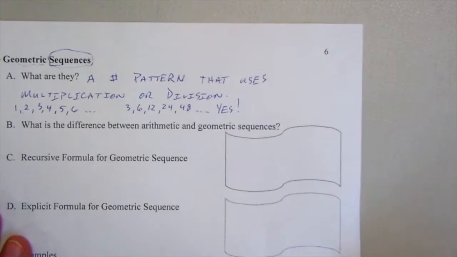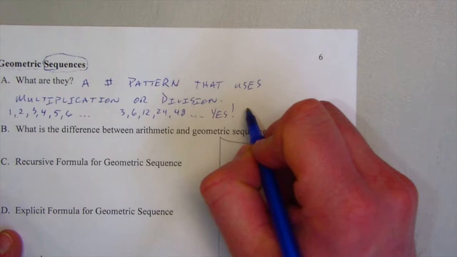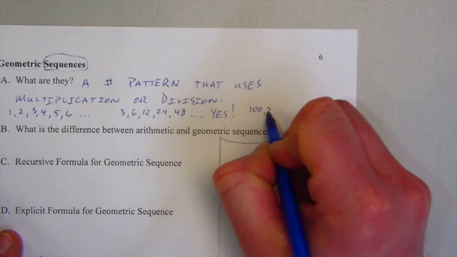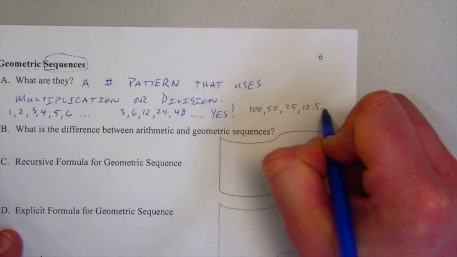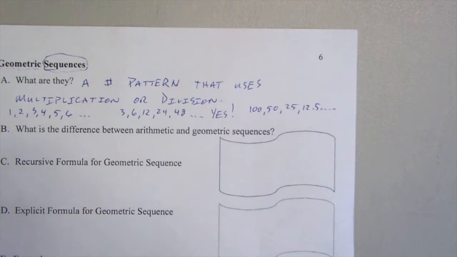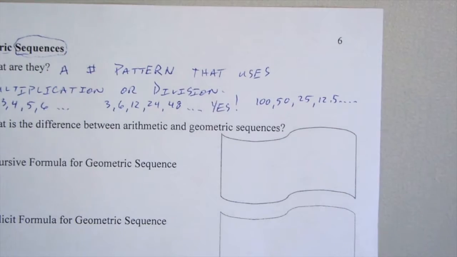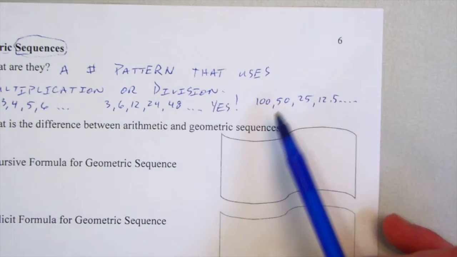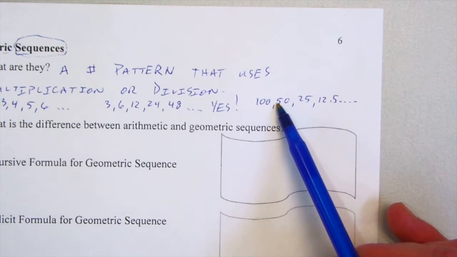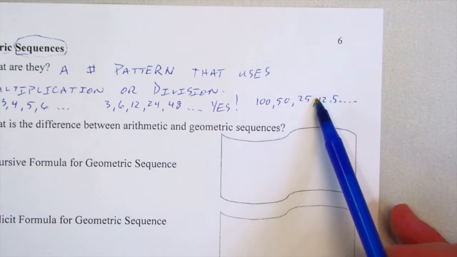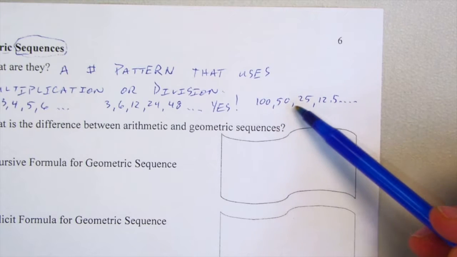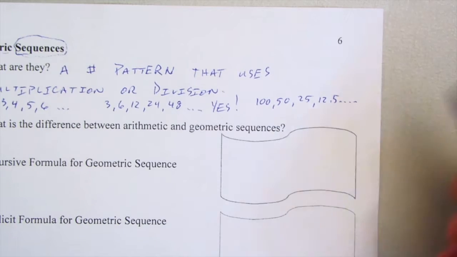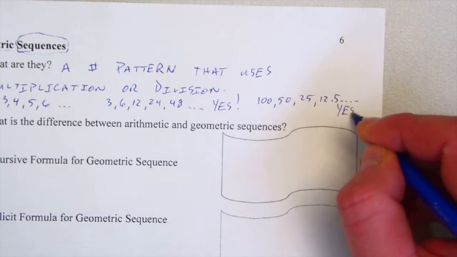All right, let's try another. How about if I go 100, 50, 25, 12.5, and so on. Well, at first you're thinking, ooh, it's getting smaller, so I'm not quite so sure. But let's look at the pattern. Times 1/2 or divide by 2. Times 1/2, times 1/2, times 1/2. So because the pattern is times 1/2 or divide by 2, we're going to say yes, this one also is geometric.